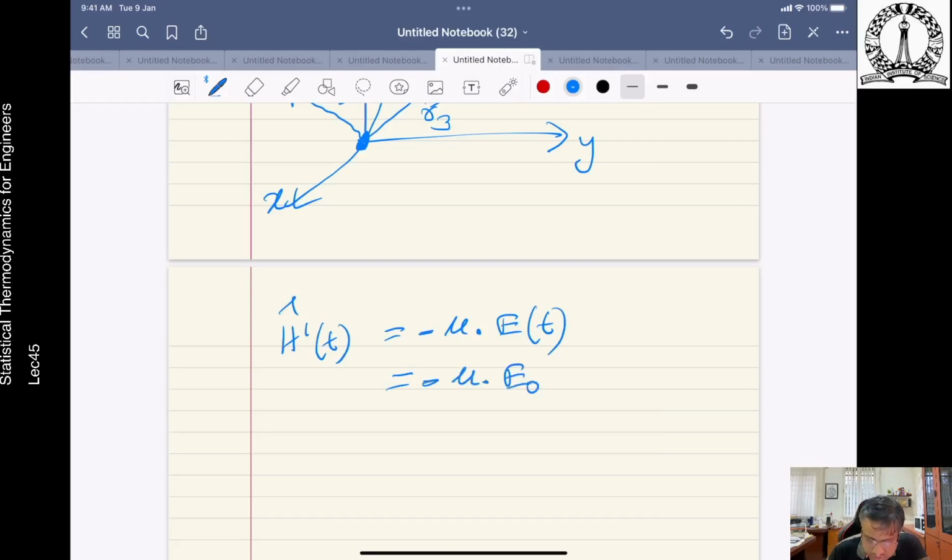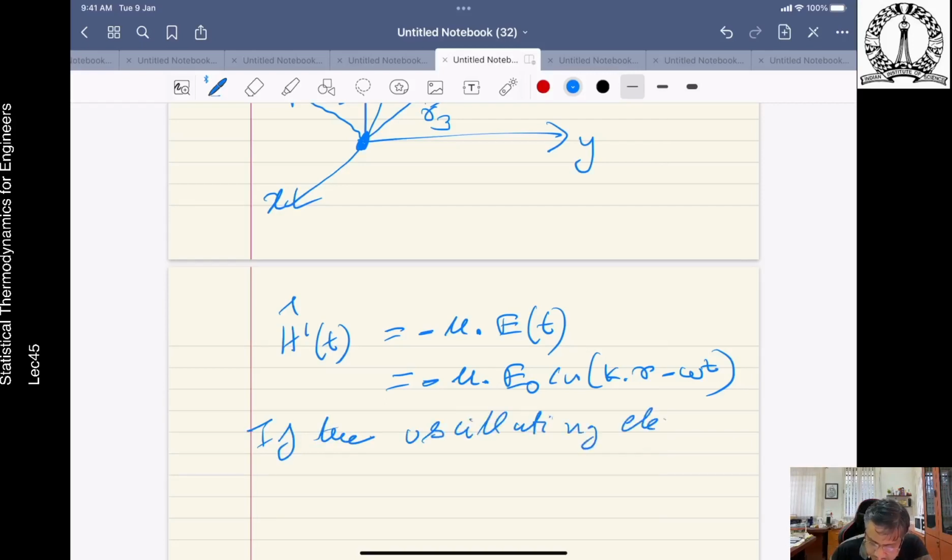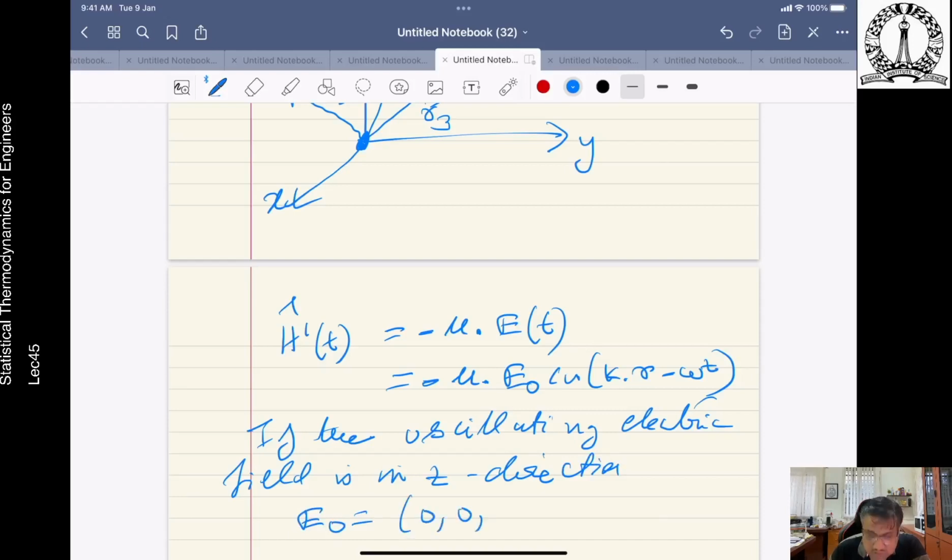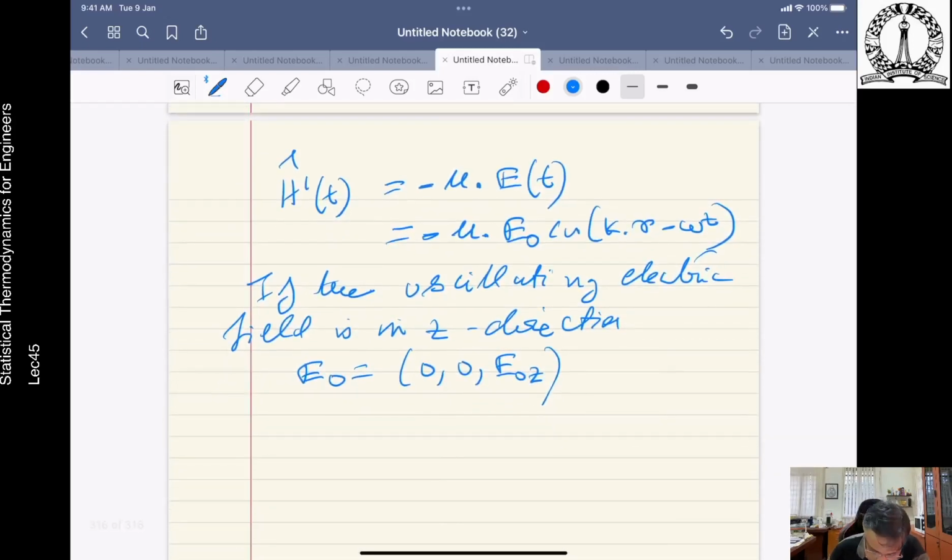So dot cos(k·r − ωt). Okay, so if the oscillating electric field is in the Z direction, which means that your E0 is equal to (0, 0, Z), and the system is at the origin, r equal to 0.